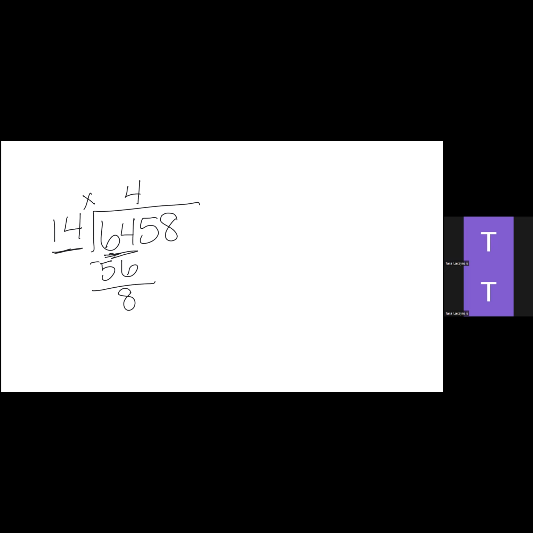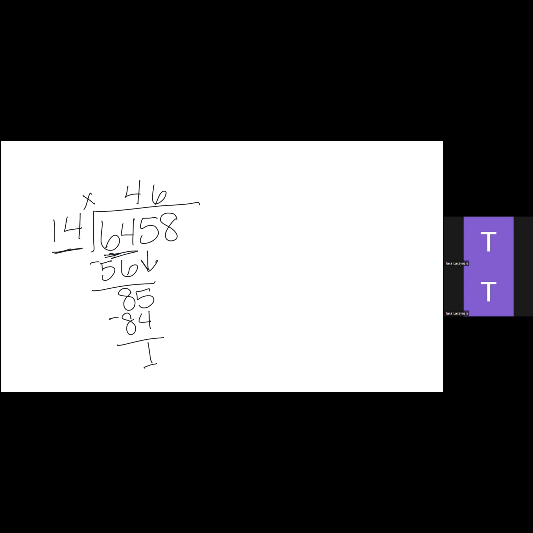This is smaller than what I'm dividing by, so I'm on the right track, bringing down my 5. 14 goes into 85 6 times. When we multiply, that gives us 84. 85 minus 84 is 1. Again, is 1 smaller than 14? Yes, I'm on the right track.